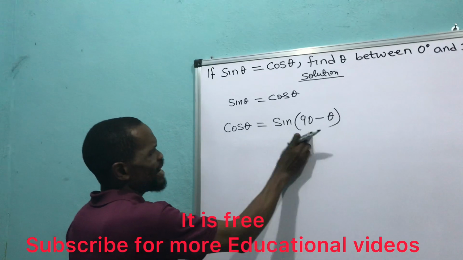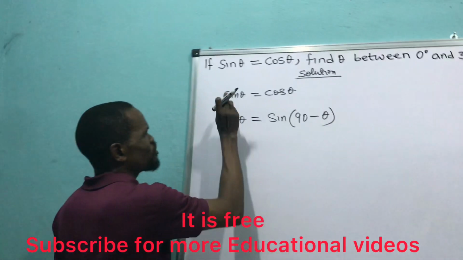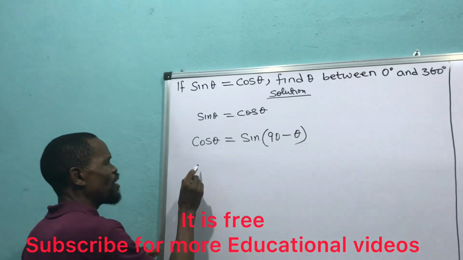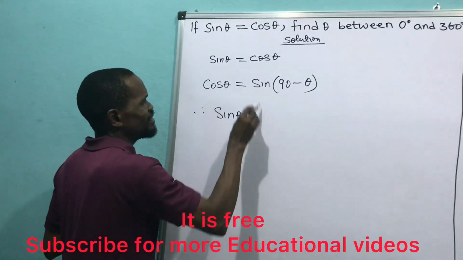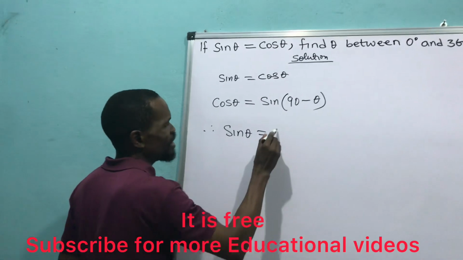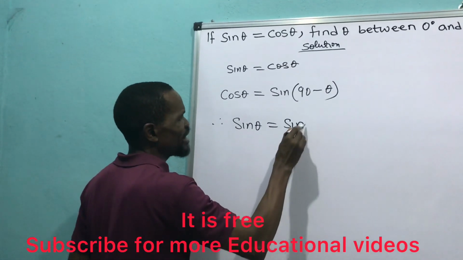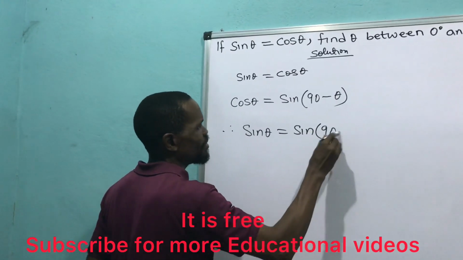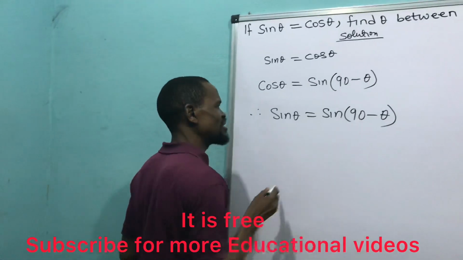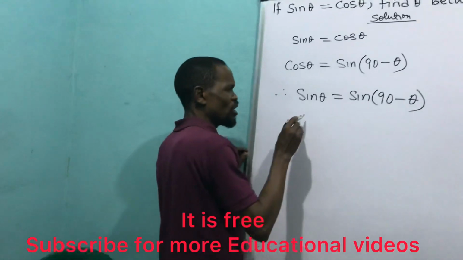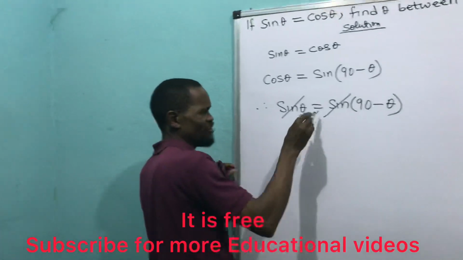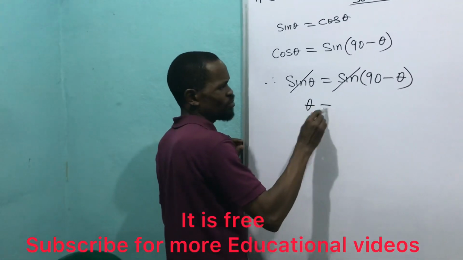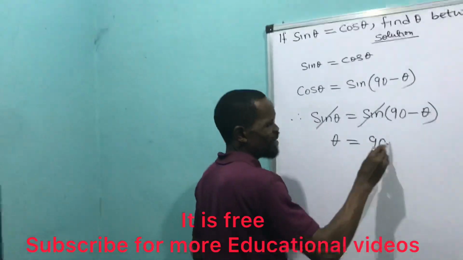Since this is this, I can use it to substitute for cos theta here. Therefore, sine theta is equal to sine 90 minus theta. Since this is equal to this, I can cancel the sine, giving me theta is equal to 90 minus theta.